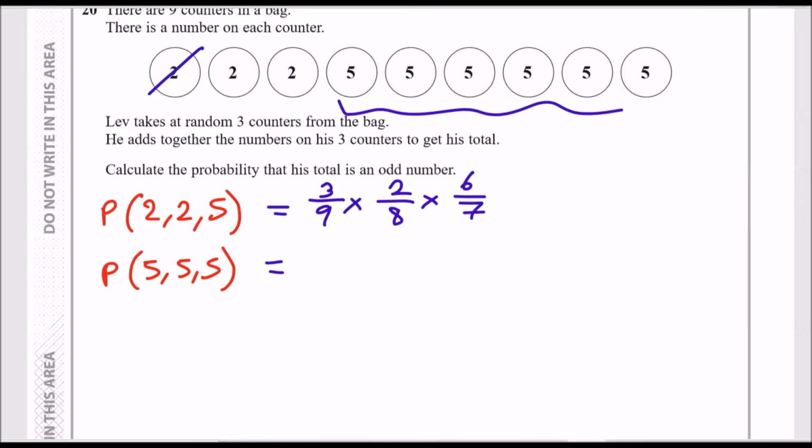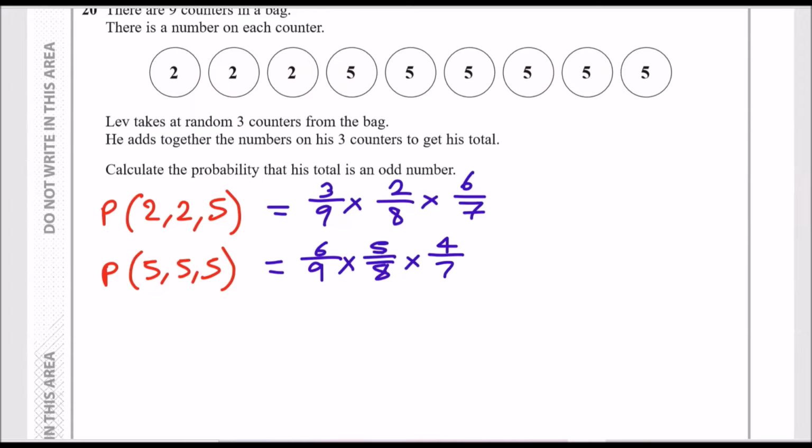And you do the same for 5s. So again, we ask ourselves, what is the probability of taking a 5 first? So you got 9 counters, and you got 6 of them. So 6 out of 9. Probability of taking another 5 is going to be 5 out of 8. And probability of taking, what is it? The third 5 would be 4 out of 7. Okay, because that's how many you got left. And yeah, that's it, guys. We just work them out and we get a result.